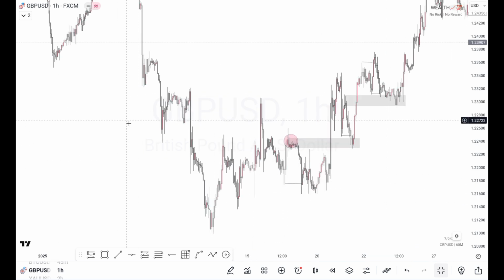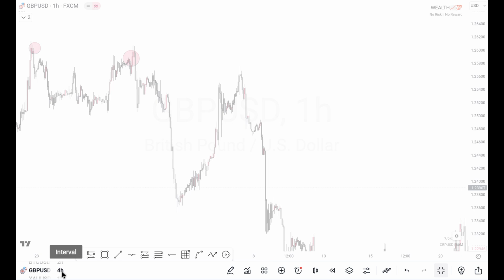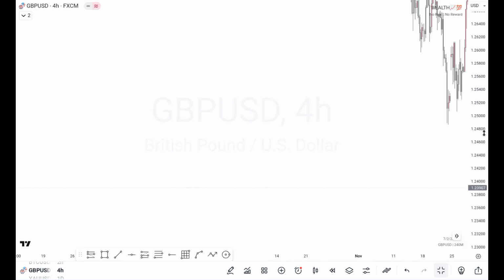So now moving on, I'm looking for another setup. Okay, right here we have another one. Now moving on to the 3-hour time frame, or let's say 4-hour.